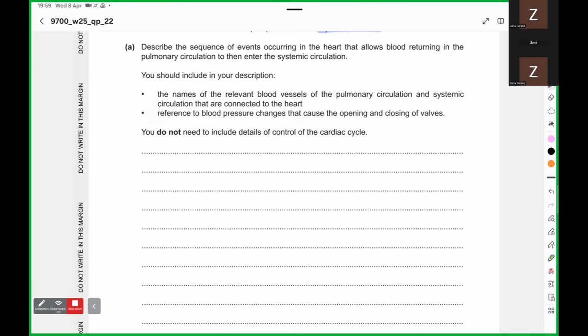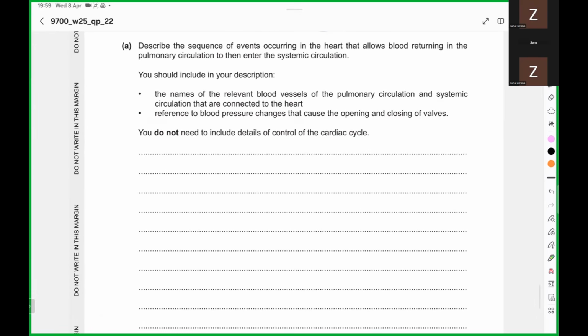Okay, so basically, एक second, my tablet got disconnected. So when they're saying you do not need to include the details of control of the cardiac cycle, we basically don't have to talk about the sinoatrial node and everything. What we have to talk about over here is how the blood which is entering the heart is entering into the system. ठीक है, वो हमसे सिर्फ ये पूछ रहे थे, the sequence of events occurring in the heart that allows blood returning in the pulmonary circulation to then enter the systemic circulation.